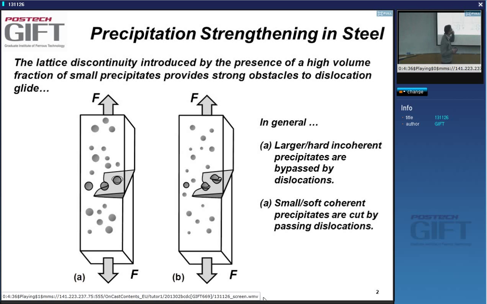Another thing that can happen is that we have small particles that are soft, and the screw dislocation passes now, and it cuts through the particle. And in order to do that, there needs to be some kind of coherency between that particle and the matrix, so that the slip can be transferred through the particle. So a high level of coherency will be required to be able to cut the particle. Yes?